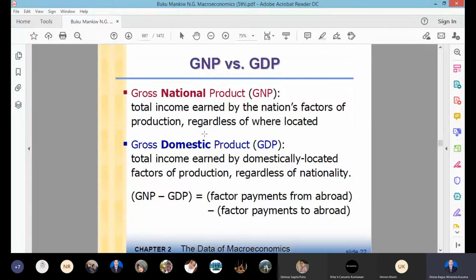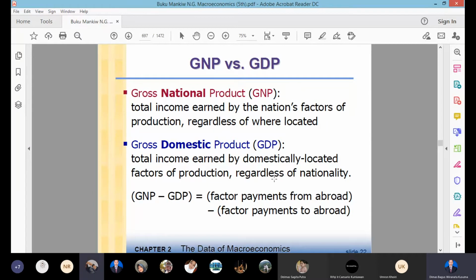Okay, in national income, we have two different terminologies that most students wrongly understand, GDP and GNP. If you read the statements, GNP, gross national product, is the total income earned by the nation's factors of production, regardless of where they are located. And GDP is the total income earned by domestically located factors of production, regardless of nationality. From these two terminologies, I want to hear from you, sisters and brothers, from Sister Fatwa. Which one between GNP and GDP mostly represents the national income of a country?